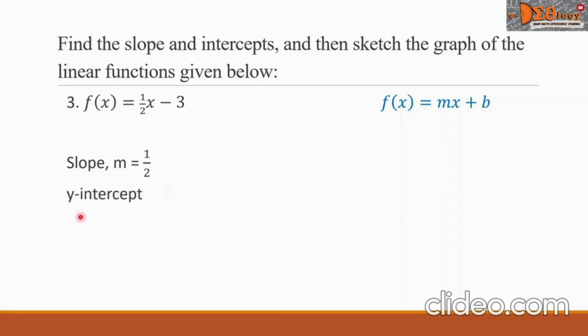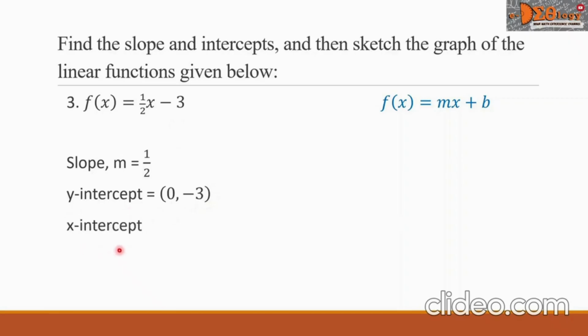Now, let's begin with finding the y-intercept. The b here is the y-intercept. The value is negative 3. But we're going to write it here as a point. So, we have the x-coordinate to be 0, and the y-coordinate is negative 3. This is the y-intercept point.